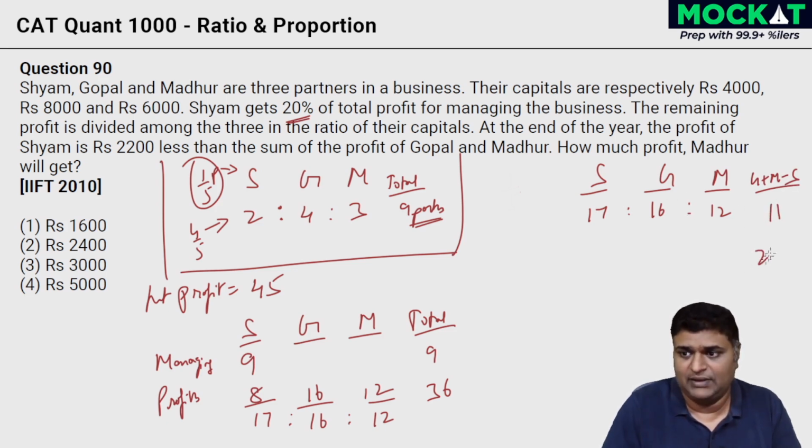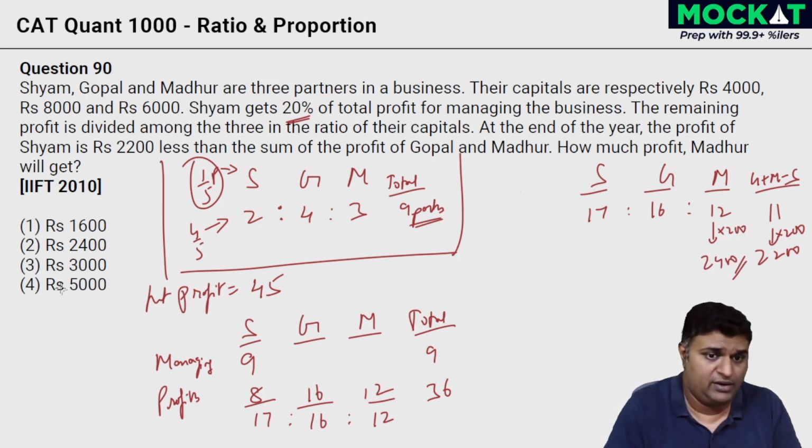11 parts is actually 2,200, right? How did I get 2200 from 11? If I multiply it with 200. What's asked here? How much profit Madhur will get? Madhur over here with 12 parts is going to receive 12 into 200, right? Same proportion. 12 into 200, 2400, and we are done. Option 2 over here becomes the answer.